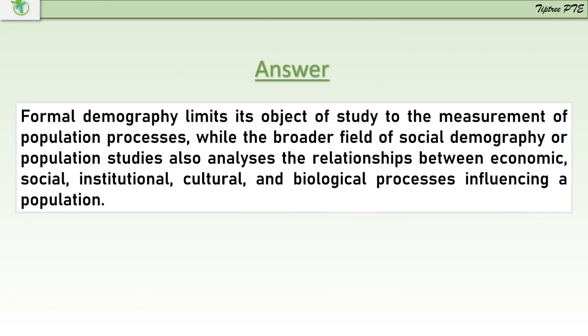Formal demography limits its object of study to the measurement of population processes, while the broader field of social demography or population studies also analyzes the relationships between economic, social, institutional, cultural, and biological processes influencing a population.